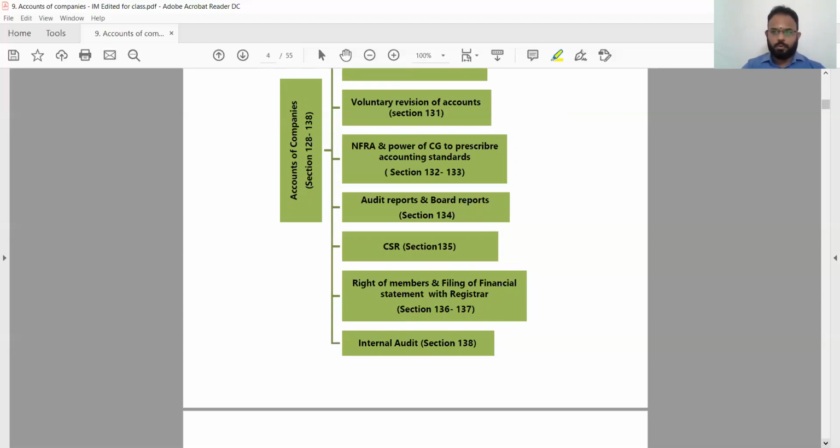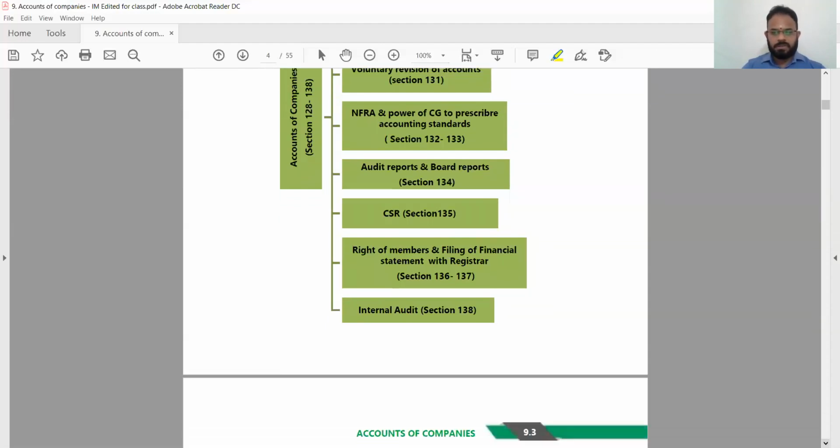Internal auditors, section 138. Who can be an internal auditor? What is the limit? All these things have to be covered. So this is your overall bird's eye view for your particular 9th chapter, which is your accounts of companies.